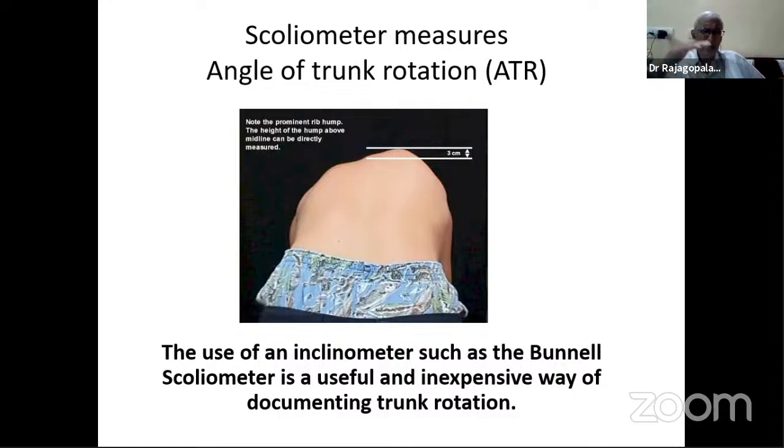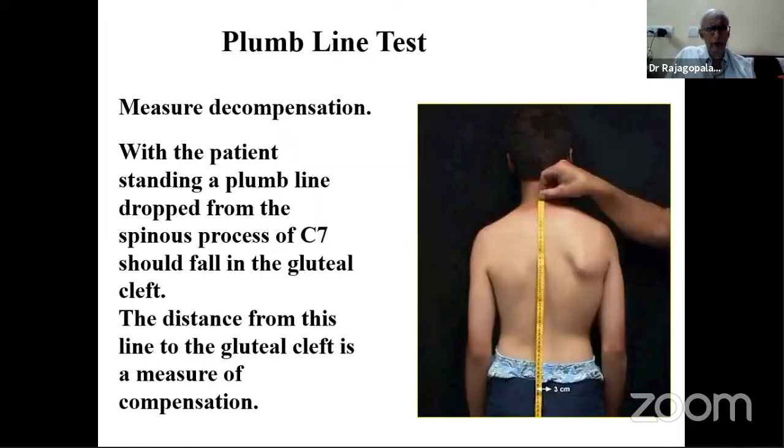Even by eyeballing, if you look at the top of the rib hump and look at the plane level compared to the lower level there, you can have an idea, but it's one good way of documenting it using a simple scoliometer. But that's not from the exam point of view. This is something which is done today. Earlier, we were not expecting you to do that, but now almost all the students are prepared for that, so we ask.